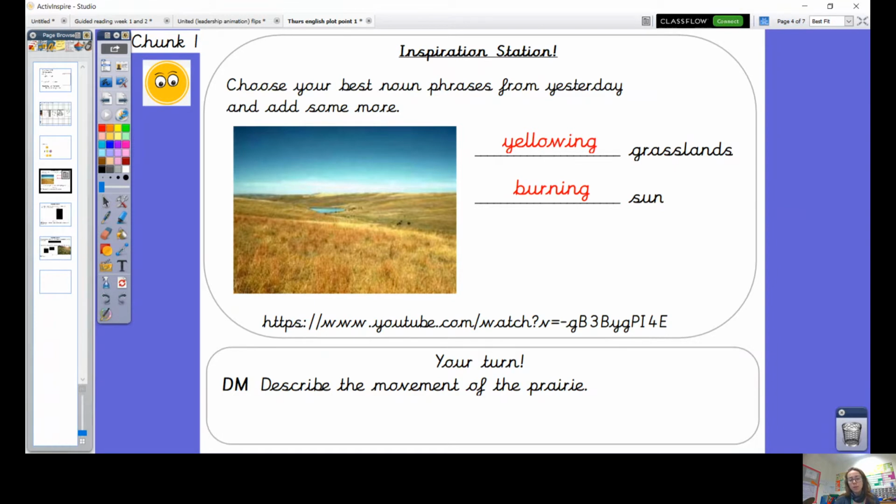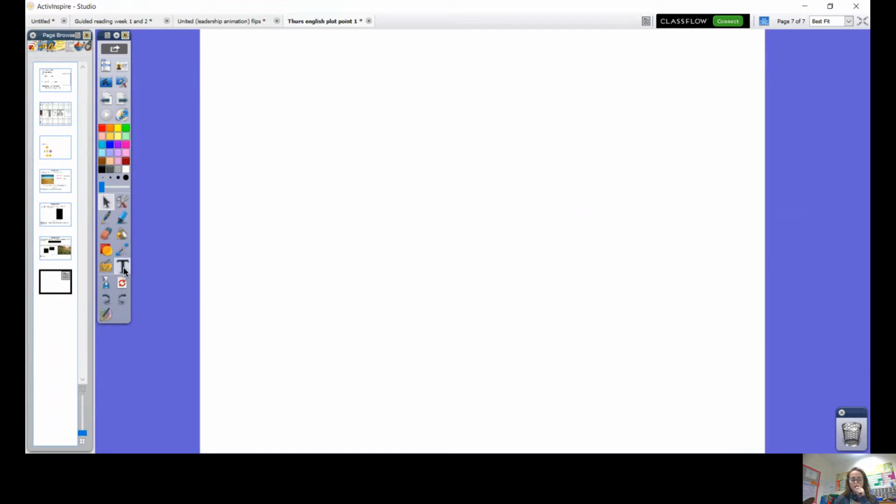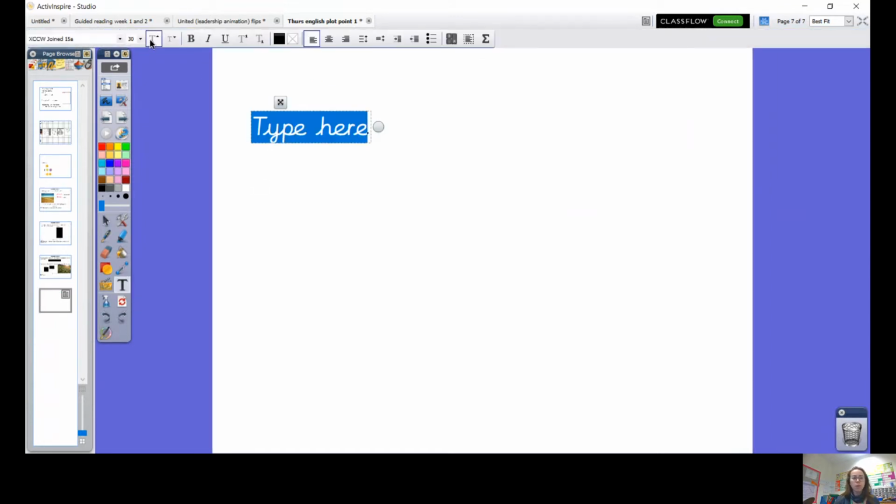On this occasion, we're describing the movement of the prairie. The movement is like the grasses, like the habitat where all the little animals beneath it live. So that's your challenge if you'd like to extend your chunk today. Let me think about my sentence then. So just have a listen to this part and then you'll do your one in a moment.